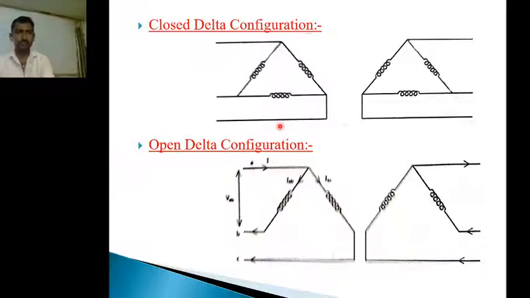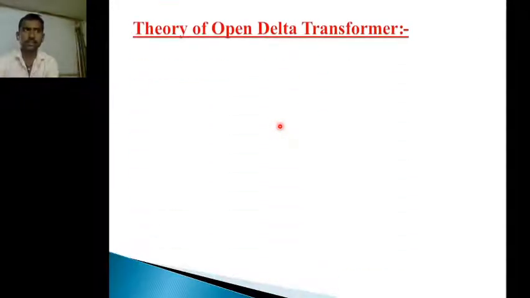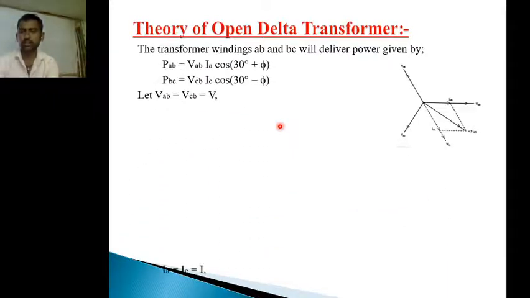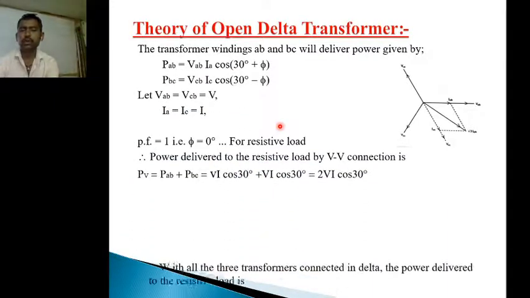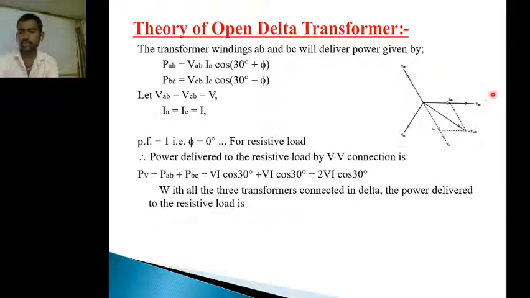However, how much power will be developed? I already said 57.7% of the good condition delta-delta connection will be provided by the open delta configuration. We have to prove that using the theory of the open delta transformer. You can write the phasor diagram for the open delta connection. Here we have VAB, VBC and VCA, and to find the powers PAB and PBC, we have to write the voltage, current and the cosine of the angle between the voltage and currents.